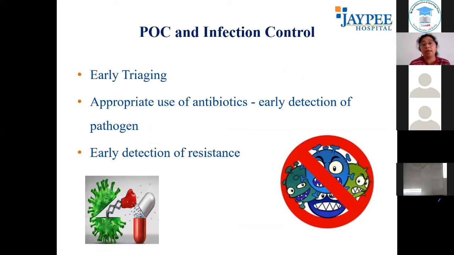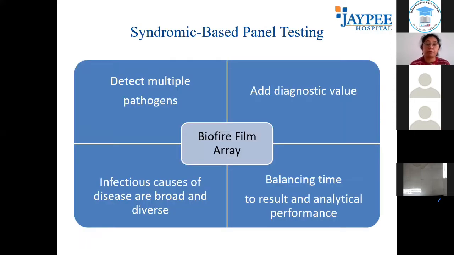And POC and infection control, I have already highlighted. I'm re-emphasizing why it is important for the microbiologist, even in the other role which we play as an infection control specialist: early triaging, appropriate use of antibiotics, antivirals and antifungals, and early detection of resistance. Some of these rapid kits are now there, like GeneXpert has a screening for MRSA, it has one for VRE, it has CARBA-R for screening. So these are all tests which will detect your resistance and help you to fight and have better infection control practices in the hospital.